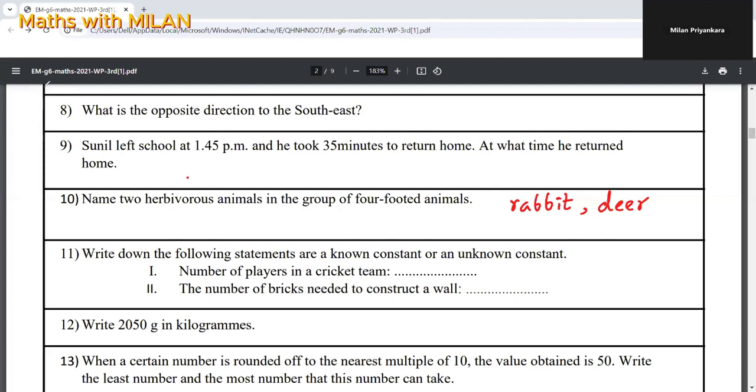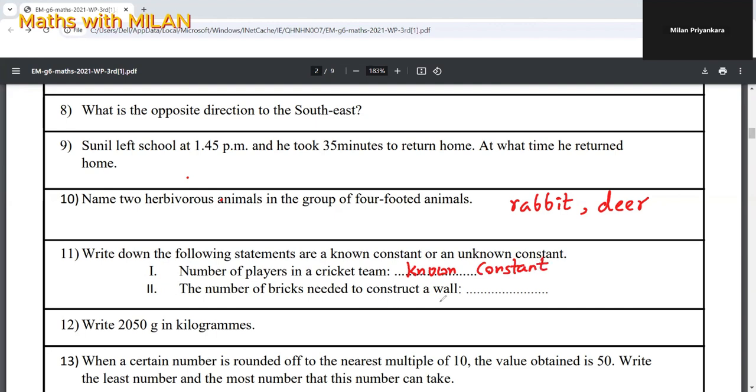Okay, let's go to the 11th question, fine. Very simple. Write down whether the following statements are known constants or unknown constants. Number of players in a cricket team, which is a constant, and we know that that is a known constant, right? This 11, right? Known constant.